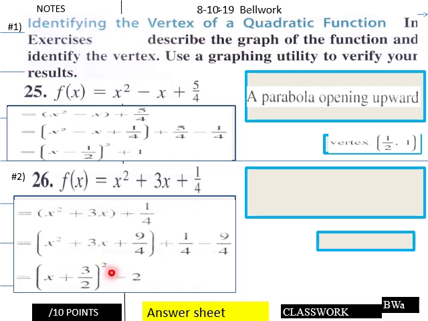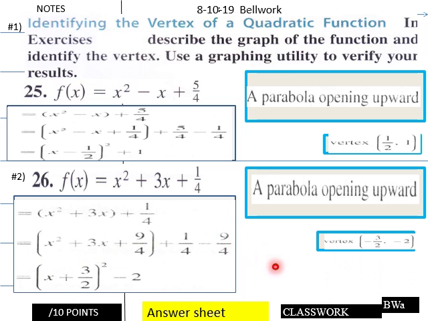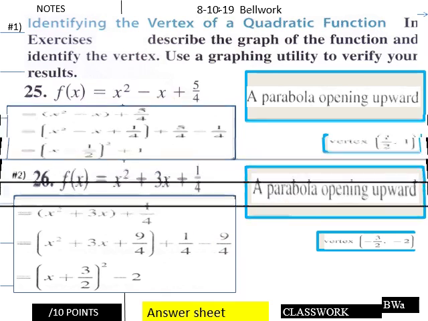So again, we've got it in vertex form here. The parabola opens upward again, since your a out here is positive 1. And then your vertex here would be negative 3 over 2, negative 2. This is your h and k here. So students, you should have that.